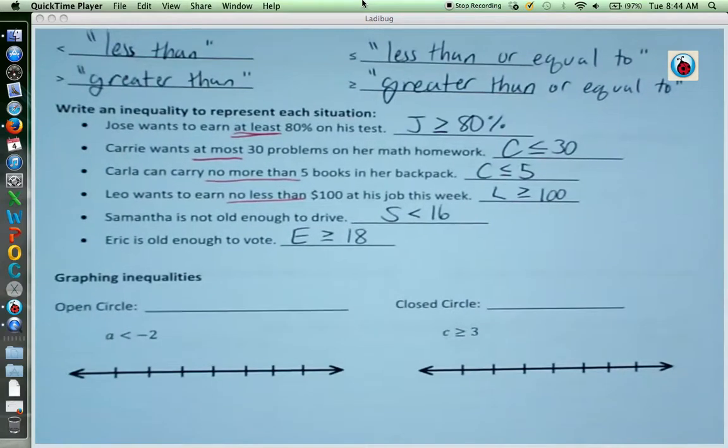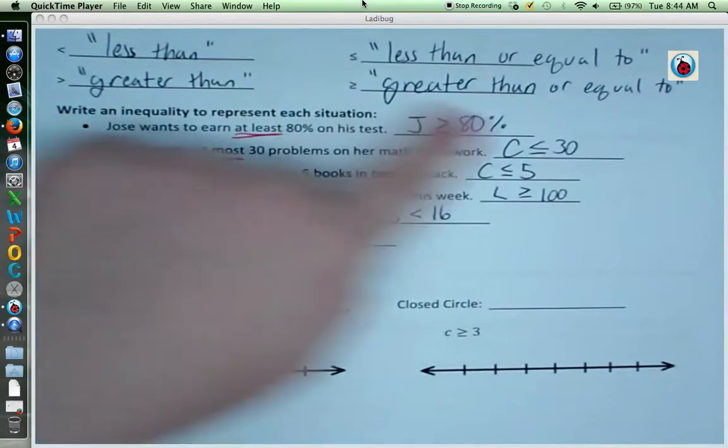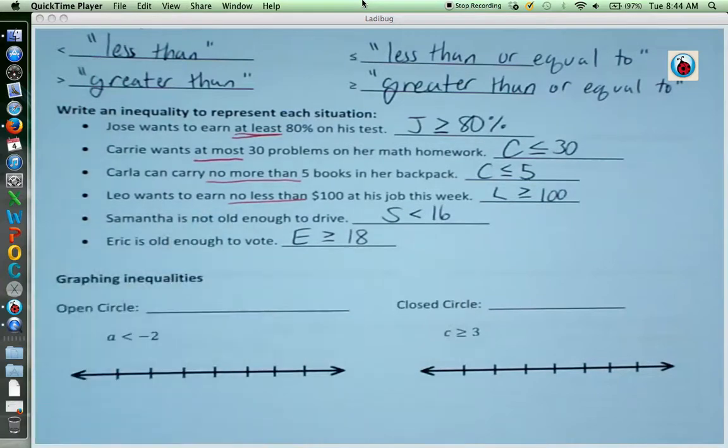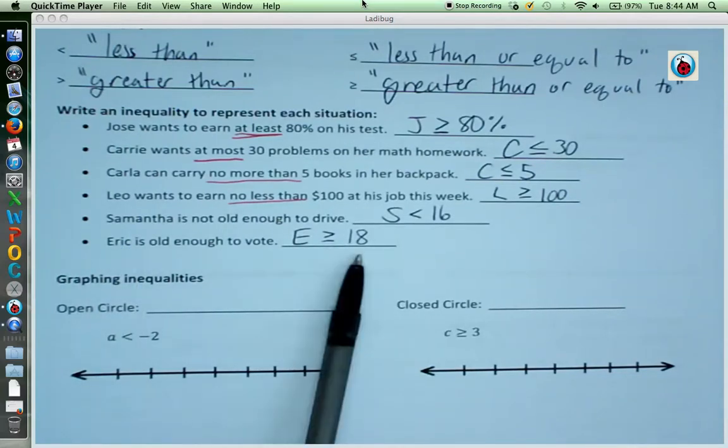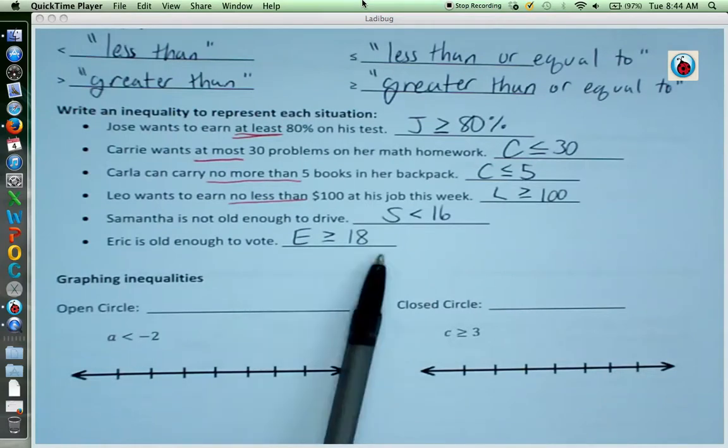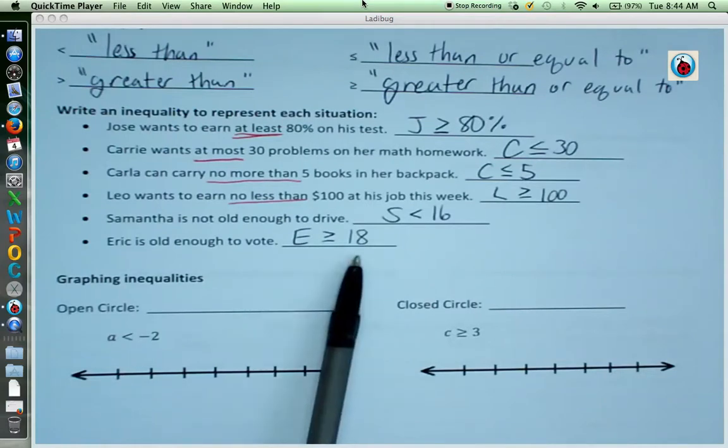All right, we can also represent, so this is kind of a shortcut. Instead of listing out a bunch of numbers for Eric's possible age, I could just write down this inequality, and that kind of shows me all the possible ages that Eric could be. Another way of showing all of these possible answers is by graphing on a number line.